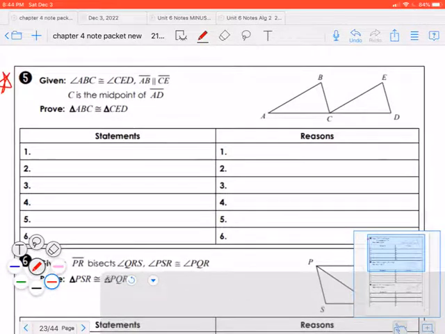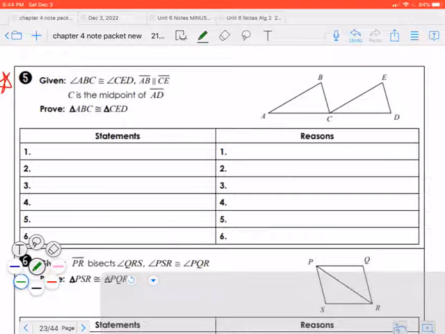All right, we have triangle ABC is congruent to triangle CED. All right, let's make that be our first statement here. Congruent to angle CED, and that is given. And okay, I marked it in our diagram. I'm not able to say anything else from that, so let's move on to our next given.